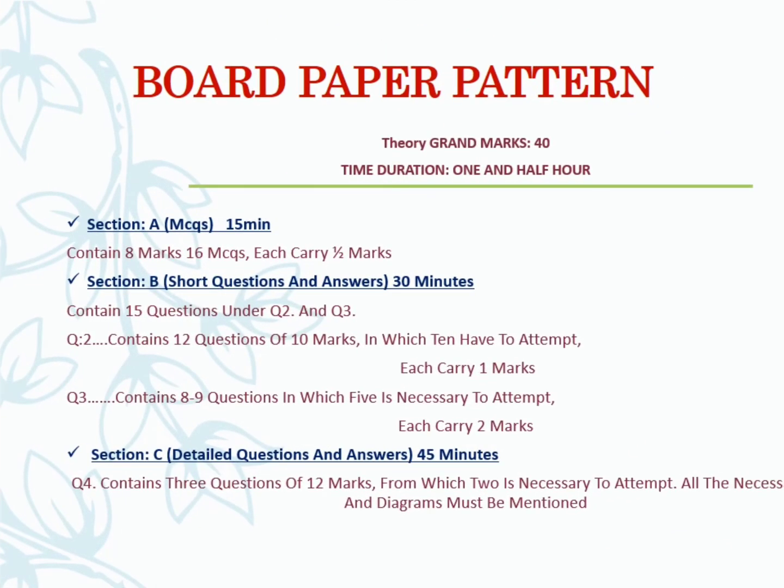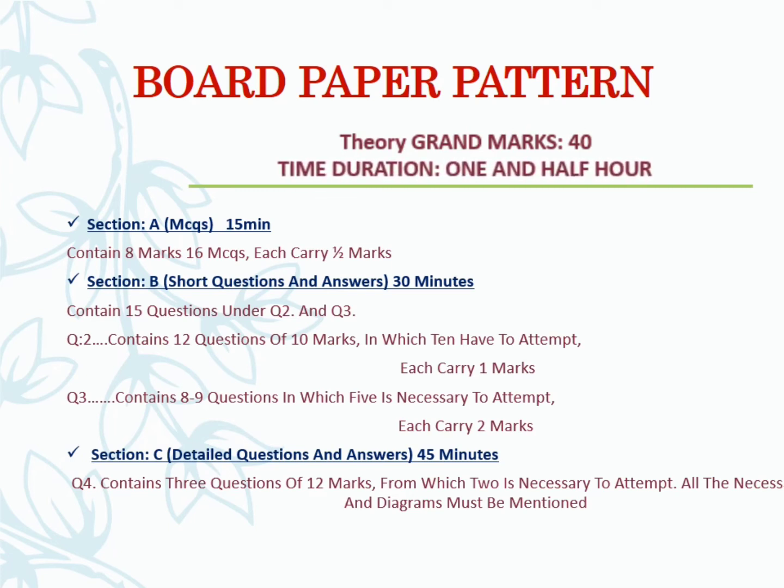Now we will discuss the board paper pattern. Your botany paper theory total marks are 40 and the time duration is 1.5 hours, that is 90 minutes. Your paper is divided into 3 sections.